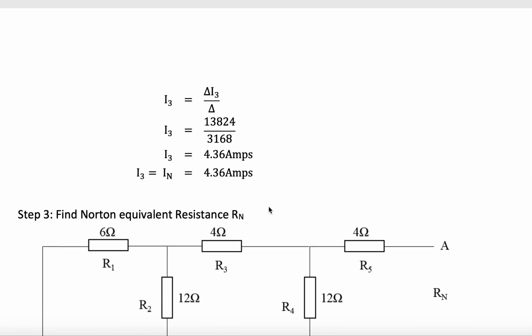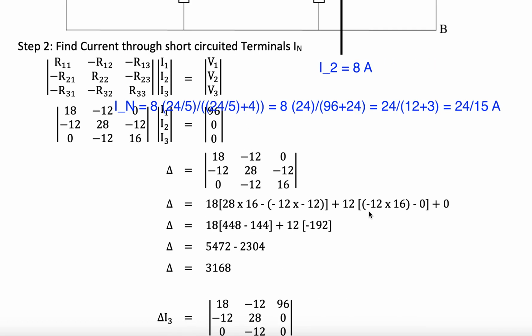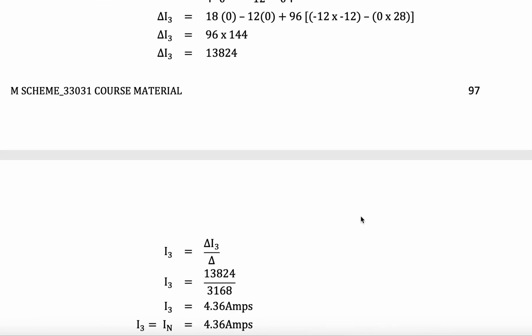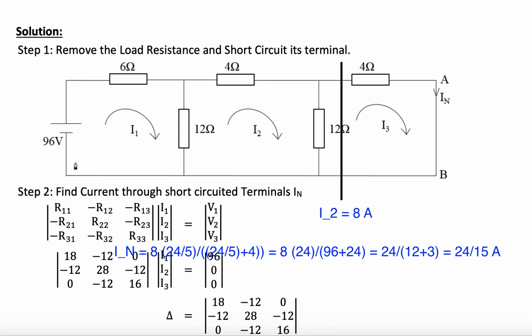Let's see, 4.36. Oh, wait a minute, we went wrong somewhere. 96 by 6 is what? 6 1s are 6, 16. Yes, 16 ampere current. 72 by 18 is 4. 16 4s are 64. 64 by 8 is 8 ampere.